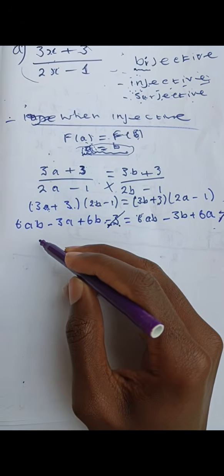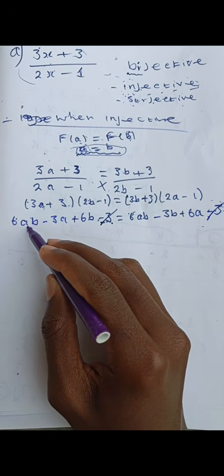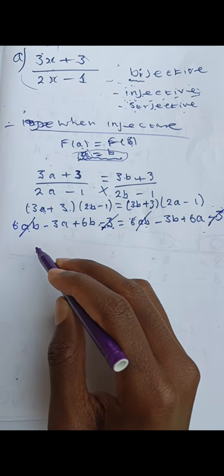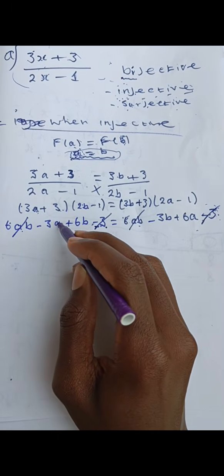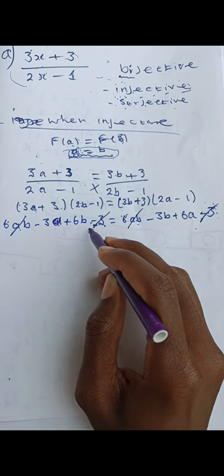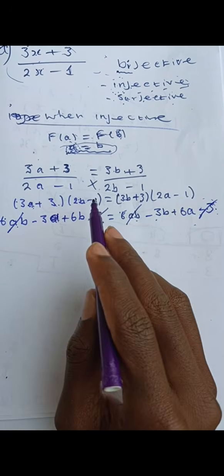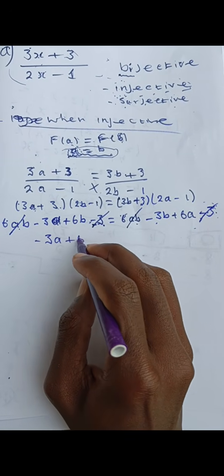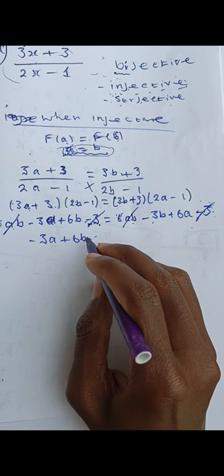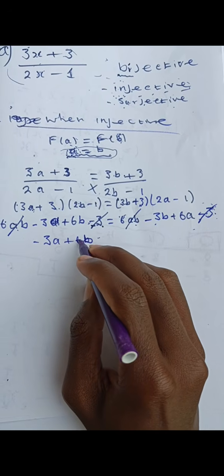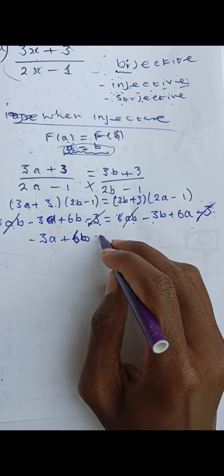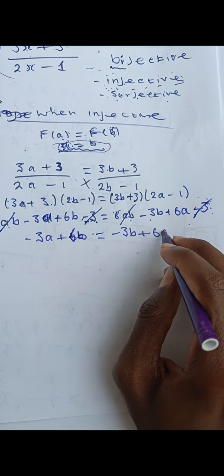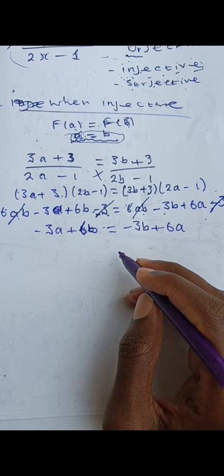Any other value to spot? 6ab. Same signs, same values, right? Here we now have 3a, but on this side we are only having 3b. They are not the same. So let's just write what we are remaining with. 6b is equal to negative 3b plus 6a. Okay.